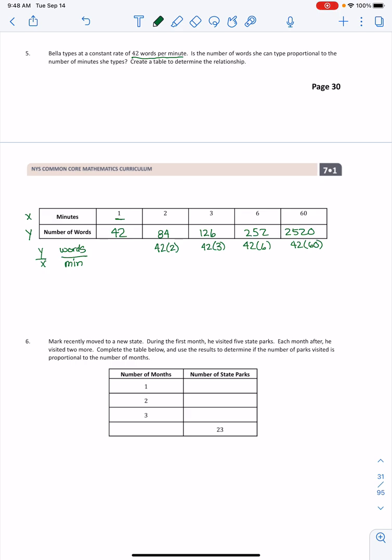All right, so it wants to know, is the number of words she can type proportional to the number of minutes? And the answer is yes, because you can multiply 42 to each value of x, starting with 1.